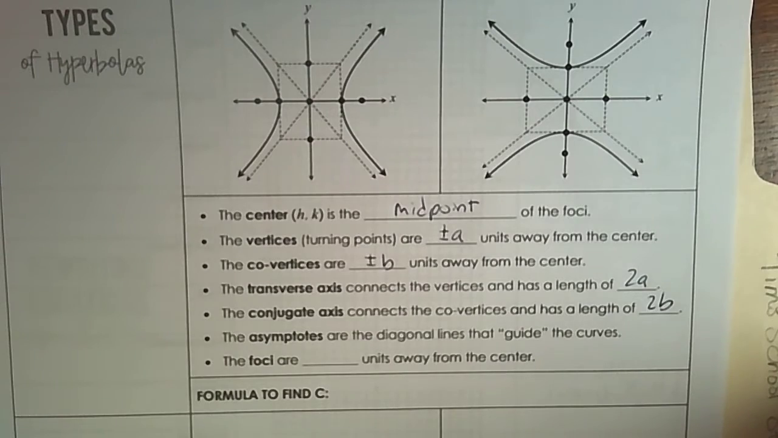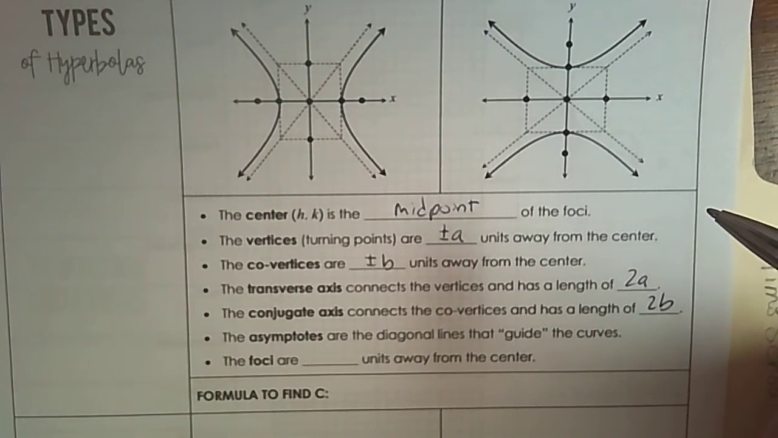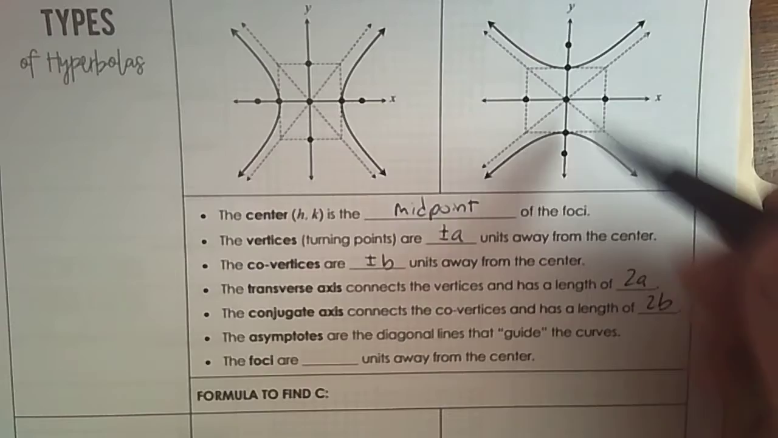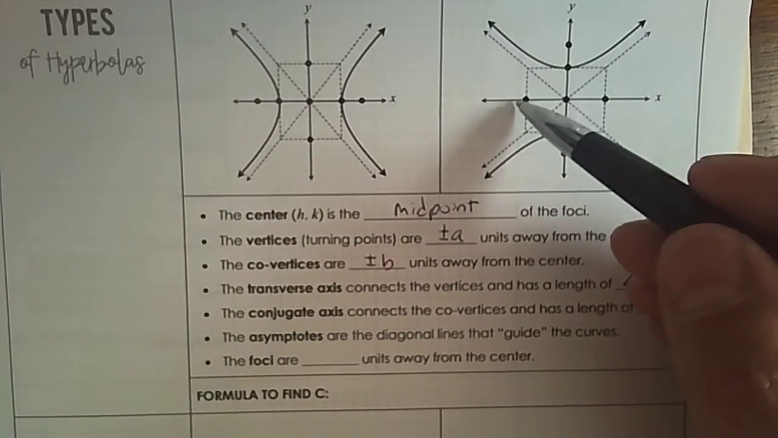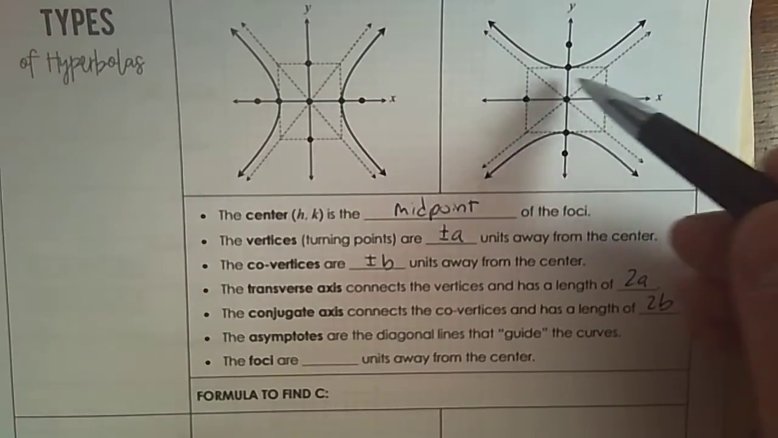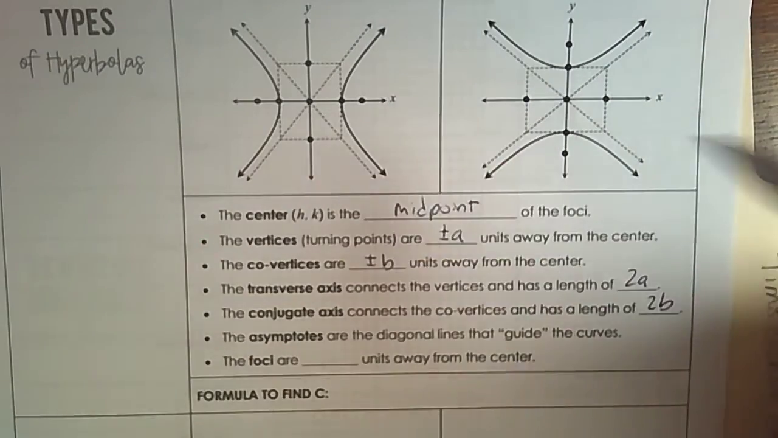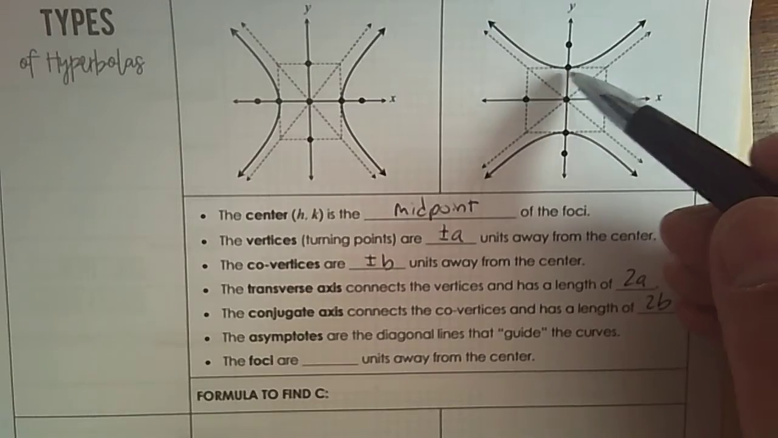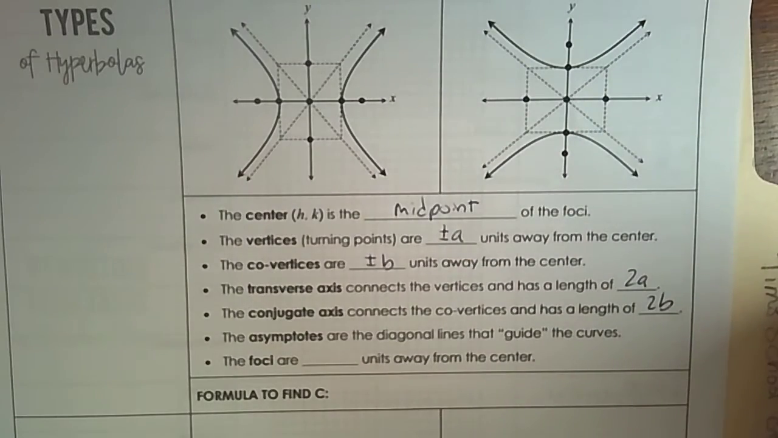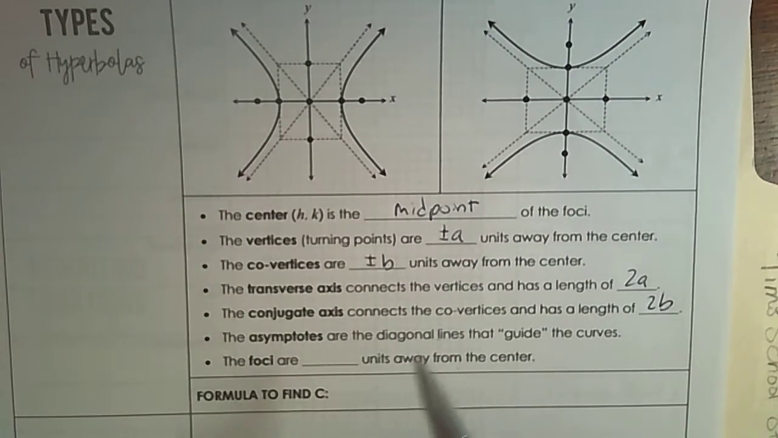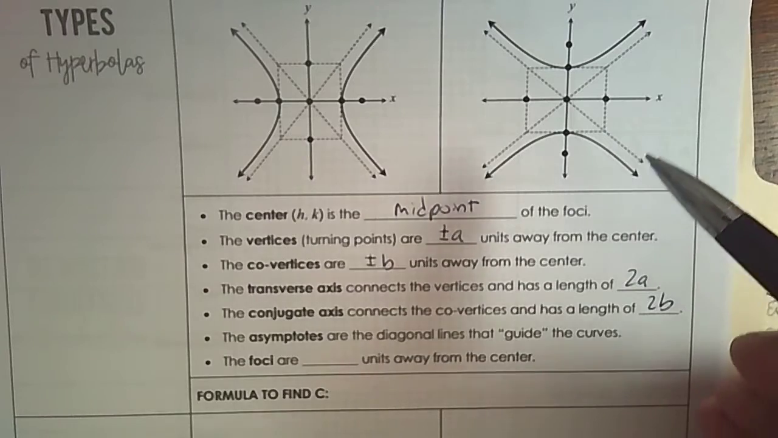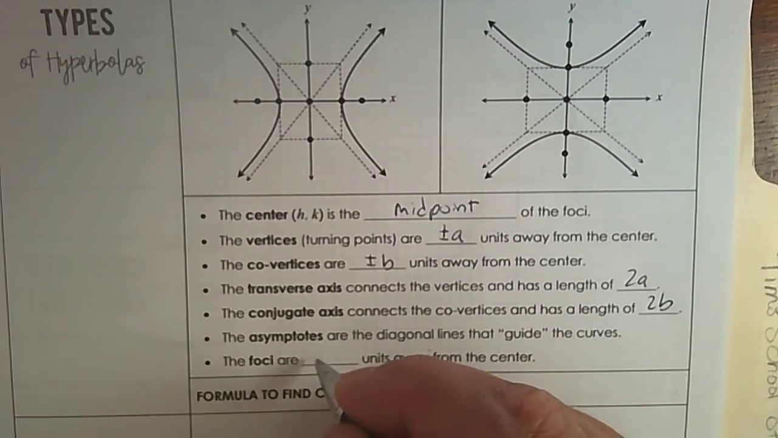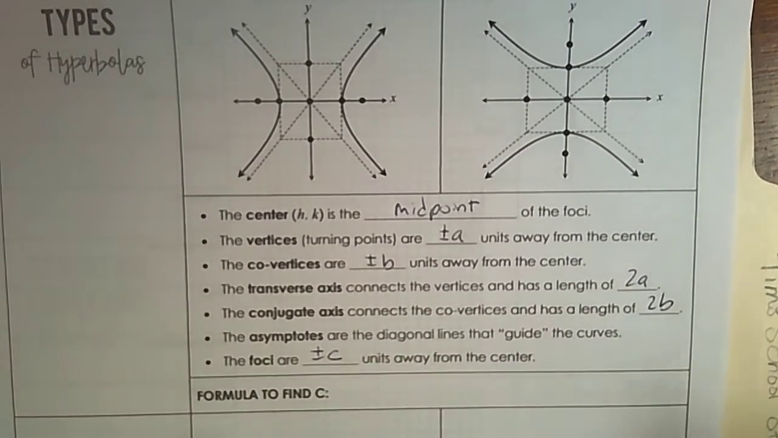It's going to be very similar to the work we did with ellipses. It's just that we're creating parabolas instead of an oval, as it were. If we connected these points, we could make an ellipse. But today we're making a hyperbola, which is two parabolas folding away from each other. A hyperbola has asymptotes, which are the diagonals that guide the curves. And the foci are plus or minus c units from the center.